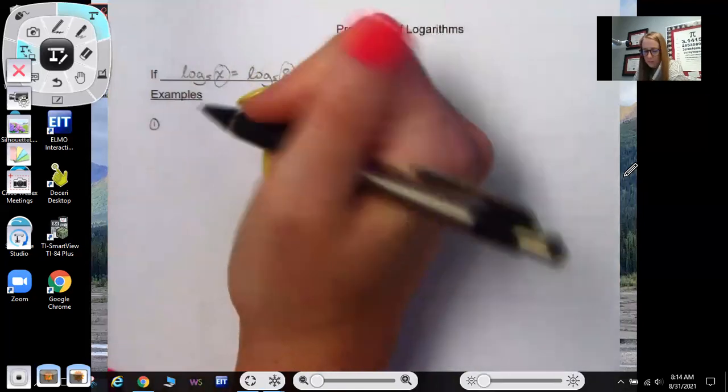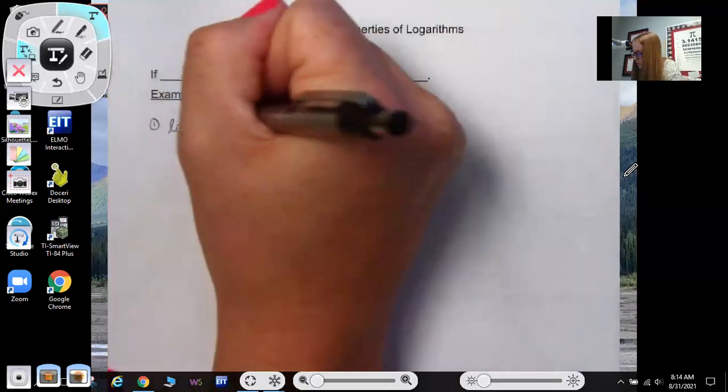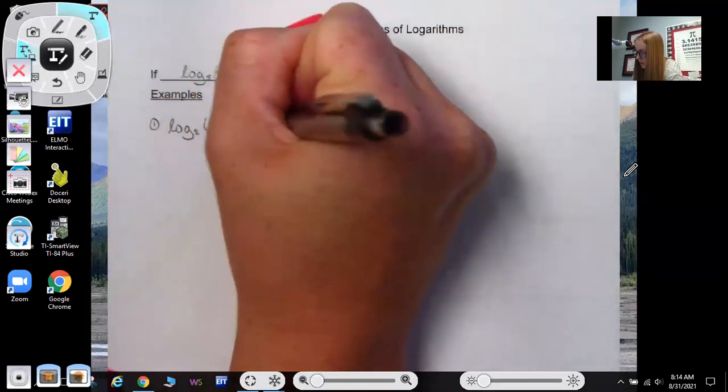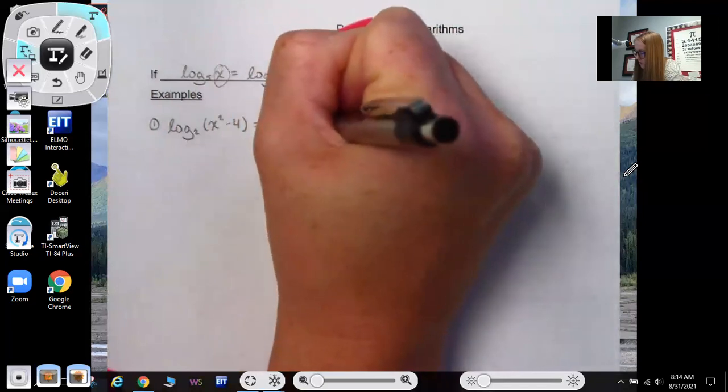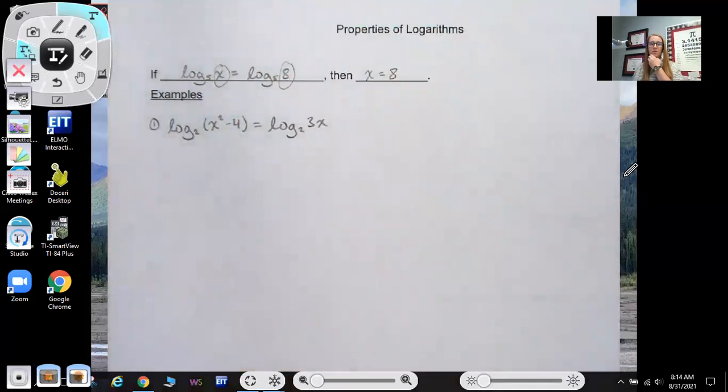We're going to look at some examples. Example 1, log base 2 of x squared minus 4 equals log base 2 of 3x.